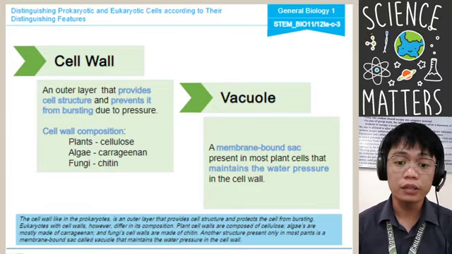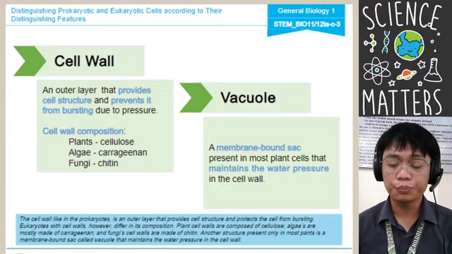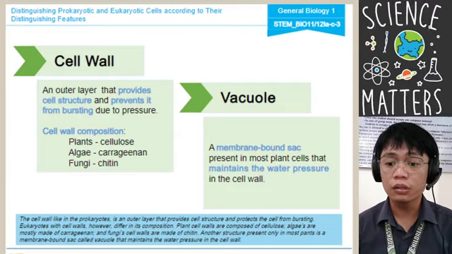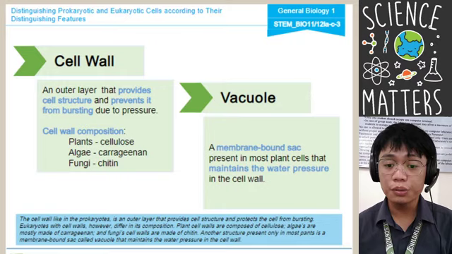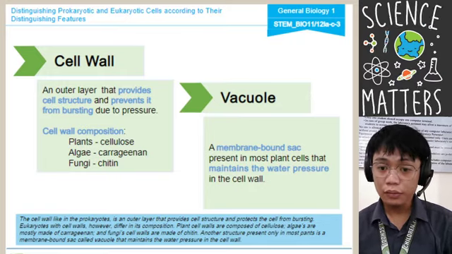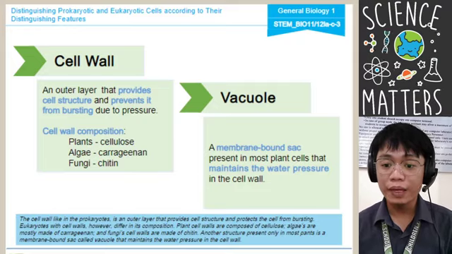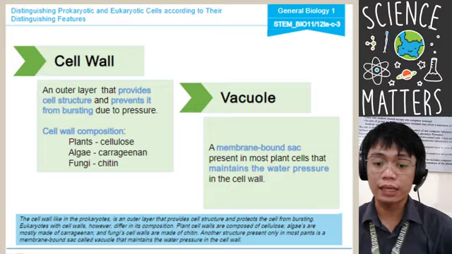That's why some other plant structures are very hard to break down into small pieces because of the so-called cellulose. In algae, they also have the so-called carrageenan, and this carrageenan is used to support the whole algae. And in fungi, we have the so-called chitin.